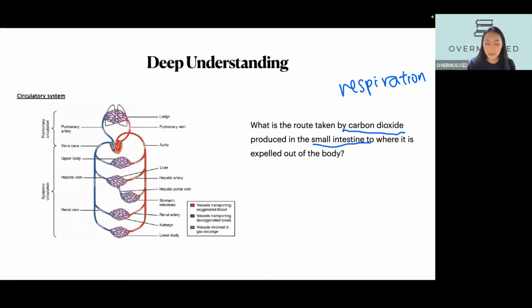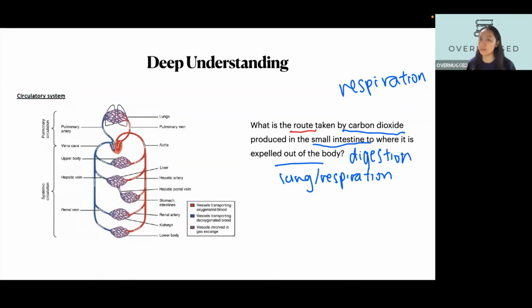The small intestine is of course our nutrition, digestion. I'm just going to write digestion. Okay, to where it is expelled out of the body. Same thing, where is it expelled out of the body? There's our lung, therefore respiration. And then the last one is the route. They ask you what is the route taken. The route taken, of course, involves blood, right? It involves blood. So it is our transport.